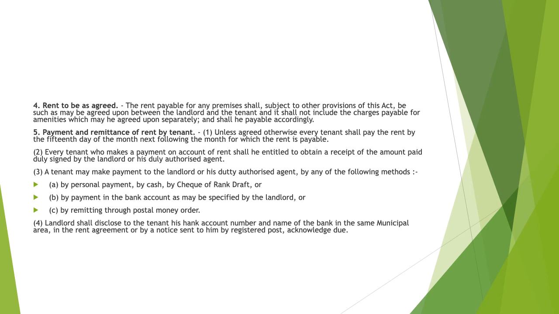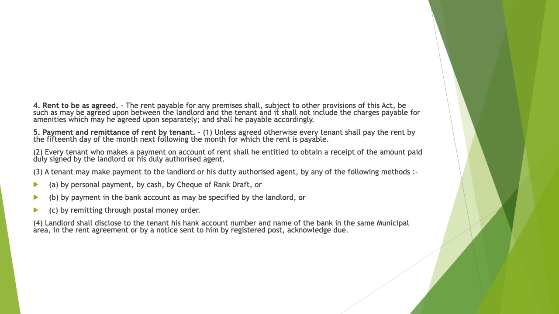Then section 5 is the payment and remittance of rent by tenant. So unless agreed otherwise, every tenant shall pay the rent by the 15th day of the month next following the month for which the rent is payable. Then subsection 2 of this is that every tenant who makes a payment on account of rent shall be entitled to obtain a receipt of the amount that is paid duly signed by the landlord or his duly authorized agent.